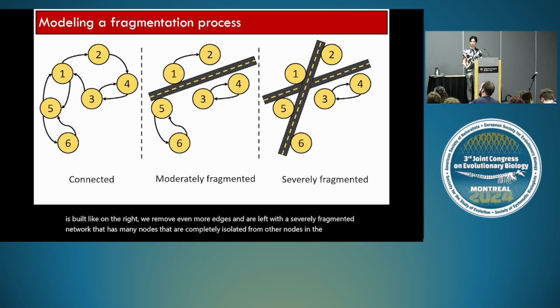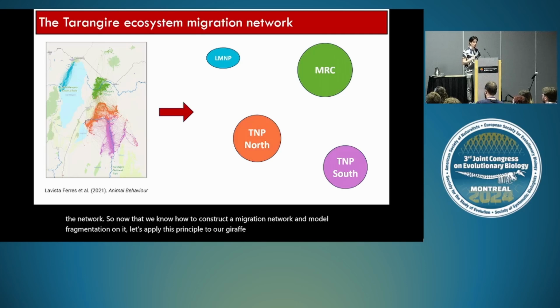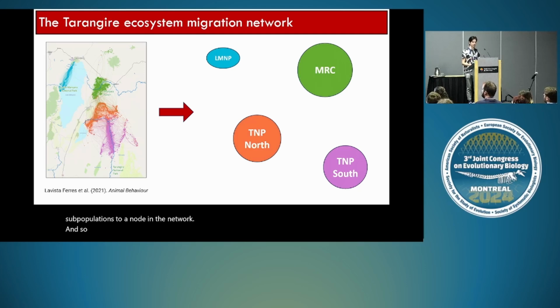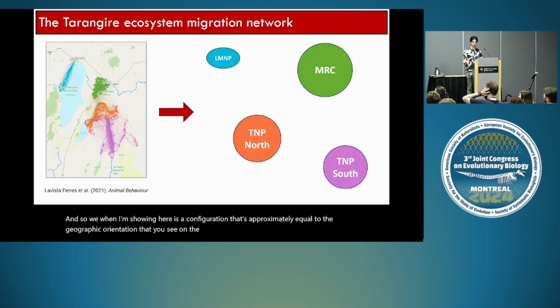So now that we know how to construct a migration network and model fragmentation on it, let's apply this principle to our giraffe population. And so to model the Tarangire ecosystem as a migration network, again, we first assign each of the subpopulations to a node in the network. And so what I'm showing here is a configuration that's approximately equal to the geographic orientation that you see on the map, but it's not spatially explicit.